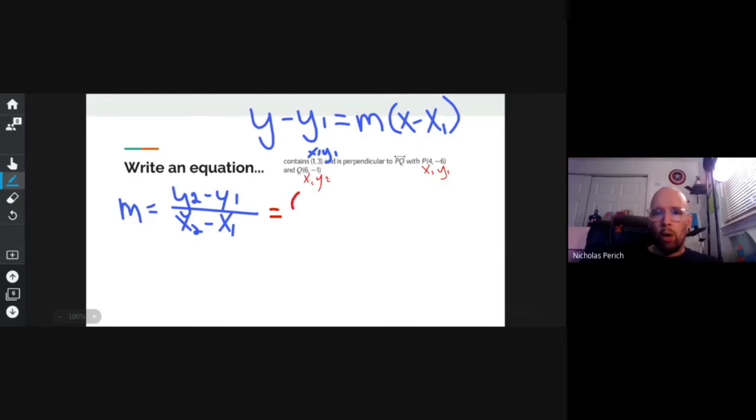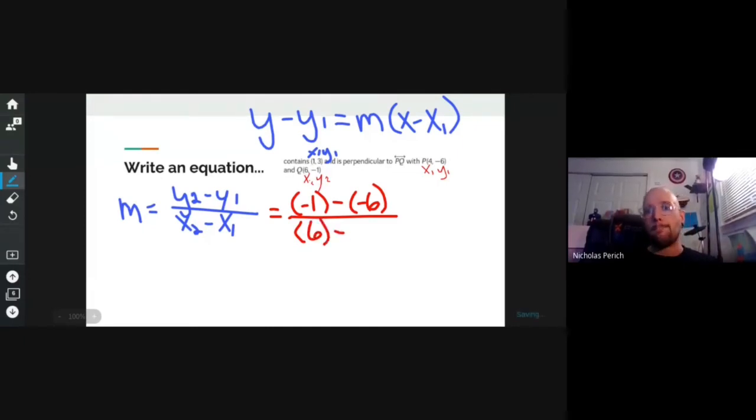So -1 is Y sub 2 minus Y sub 1 is -6. Always the minus in the middle, which is funny. I've heard of Malcolm in the middle, but minus in the middle, that's something completely different than what I'm used to. Oh, look, a double negative. -1 plus 6 is 5, and 6 minus 4 is 2.